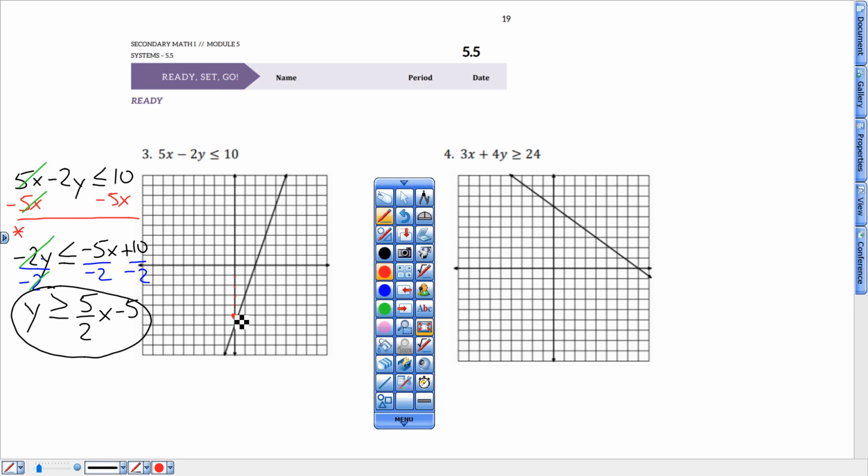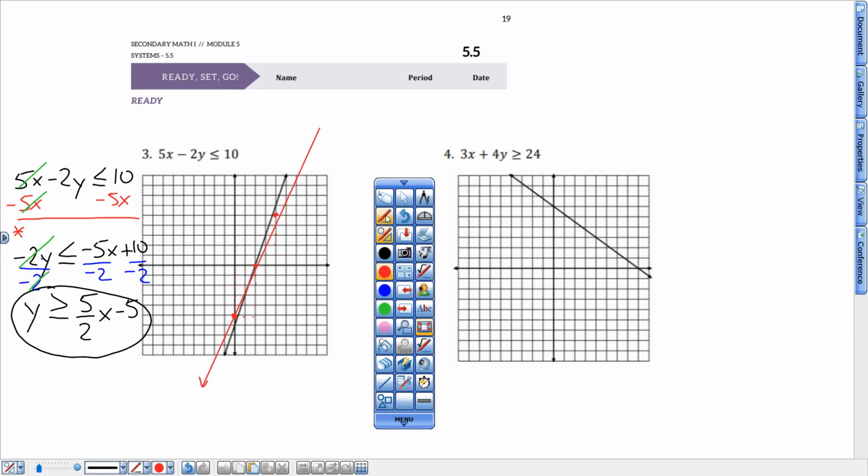And then using that pattern of right 2 up 5, right 2 up 5, 1, 2, 3, 4, 5. Get that line right there. Over 2 up 5, 1, 2, 3, 4, 5. This line's a little bit off. I'm not sure why it's going up 6 when it should only be going up 5. And now when I draw that line, it's going to be a solid line.